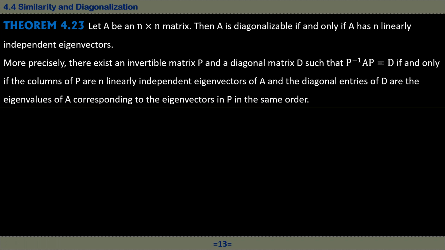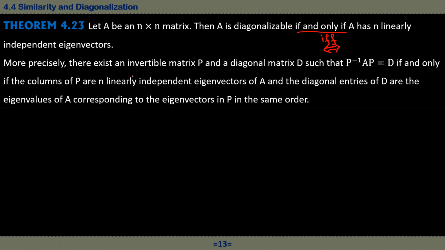Let A be an n by n matrix. Then A is diagonalizable if and only if A has n linearly independent eigenvectors. Again, if and only if has two implications, that is, iff, and we mean this: if A is diagonalizable, then A must have n linearly independent eigenvectors, or if A has n linearly independent eigenvectors, then A must be diagonalizable.